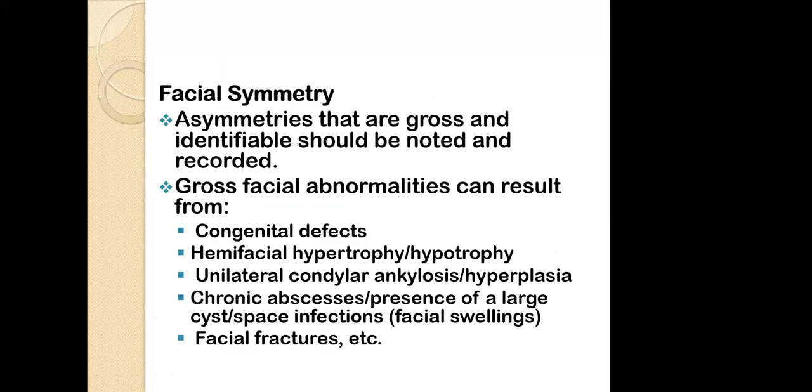So you want to look at what we call facial symmetry. I think I talked to you about this last time. The face tends to be almost balanced right and left. So any abnormality you see can already guide you that maybe there's something wrong. Any gross facial asymmetry, you need to identify and record. This might arise from congenital defects. There may be hemifacial hypertrophy. There can be unilateral condylar ankylosis, hyperplasia, chronic abscesses, presence of a cyst, space infections, facial swellings, facial fractures, and other tumors, and so on.